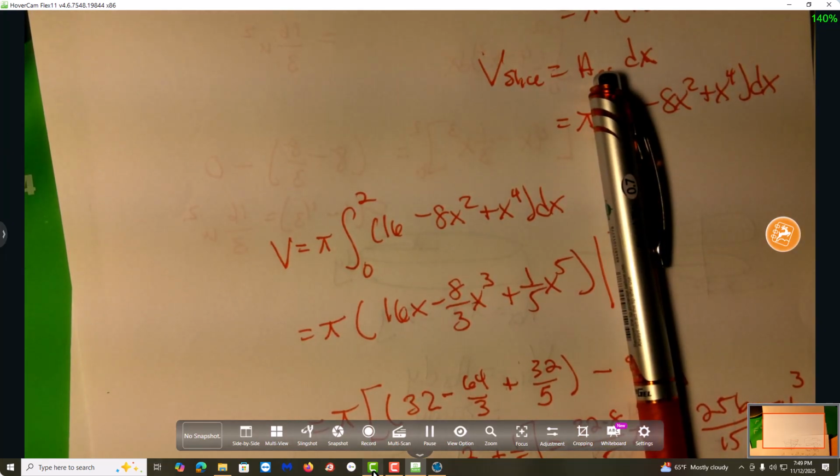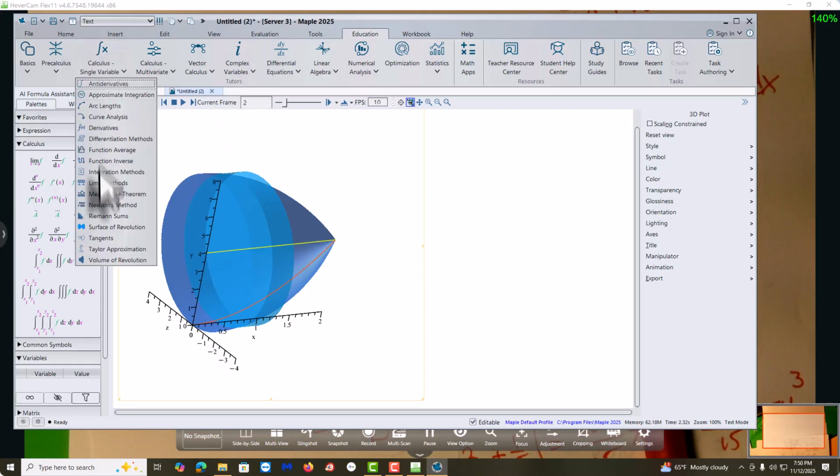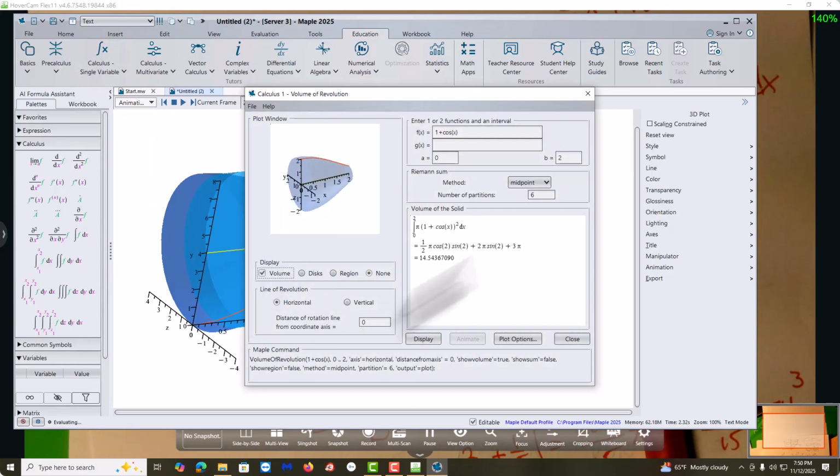So we're going to talk about this in class tomorrow, so pay close attention. Let me get Maple back up and running. I'm going to go back to the volume, and we're going to take the same problem. But this time, instead of using the line y equals 4, how about the line y equals 7?